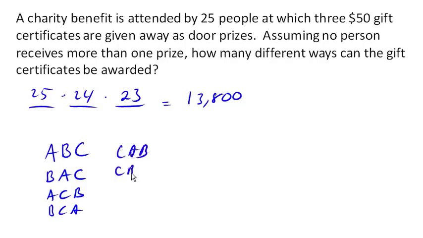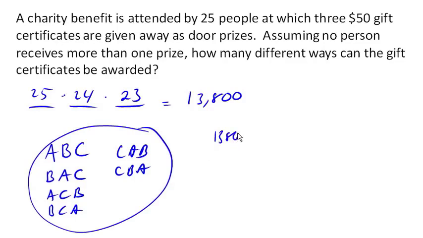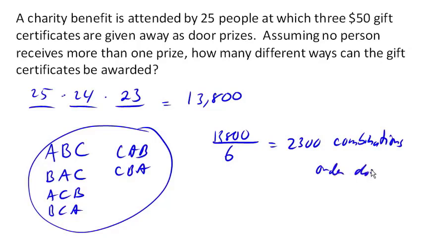There are 6 different outcomes that are all really the same outcome because order doesn't matter here. It doesn't matter who's chosen first, second, or third. So in order to compensate for this, we end up needing to take our 13,800 different permutations and divide it by 6 to come up with 23,000 what are called combinations. Combinations are what we call it when order doesn't matter. In other words, it doesn't matter who is chosen first.